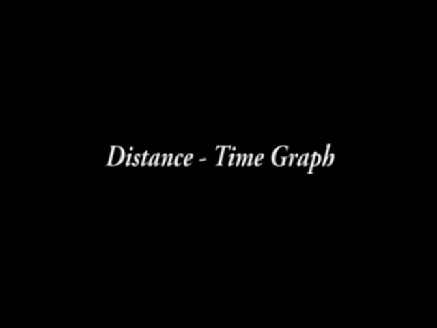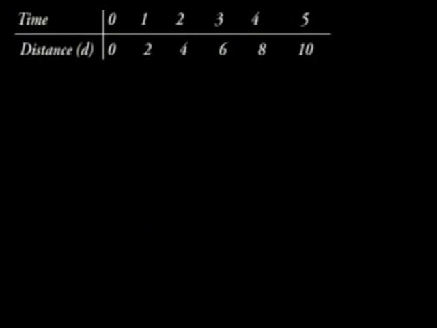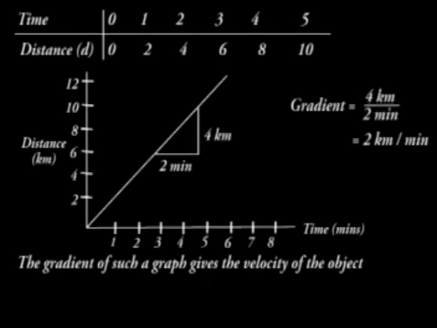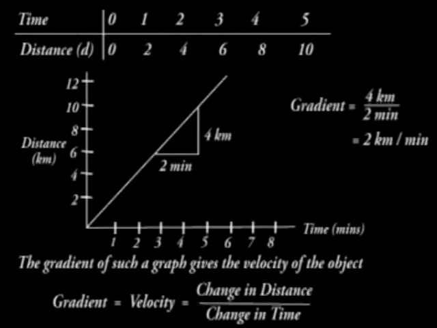Distance time graph. If the distance covered by a moving object is recorded at certain time intervals, the values obtained can be used to plot a distance time graph. Consider the values shown below. The following graph can be obtained from the values. The gradient of the curve is equal to 4 over 2, giving us 2 kilometers per minute. The gradient of such a graph gives the velocity of the object. That is, gradient is equal to velocity, which is equal to change in distance over change in time.